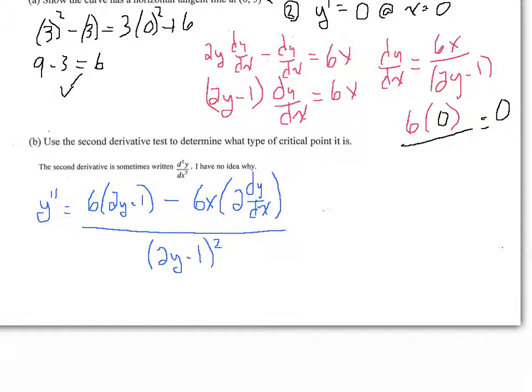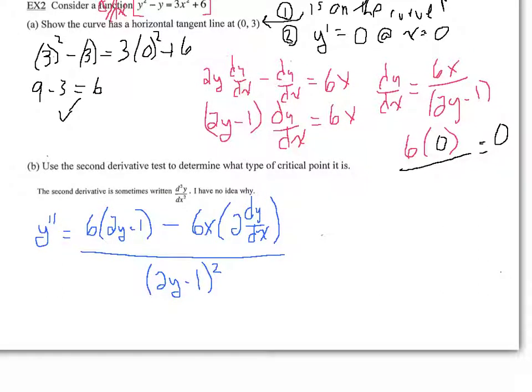Now at this point, we have all of these values. We're interested in what's going on when we're at (0, 3) on this function. So we know what y is. y is 3. We know what x is. x is 0. We know what dy/dx is at this point. That's 0. So we can plug in all of those values and evaluate.